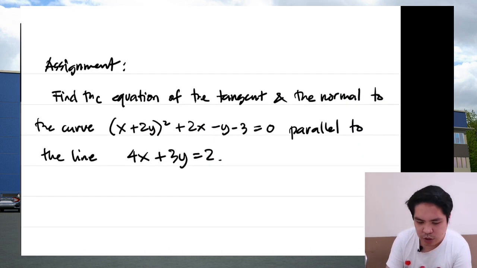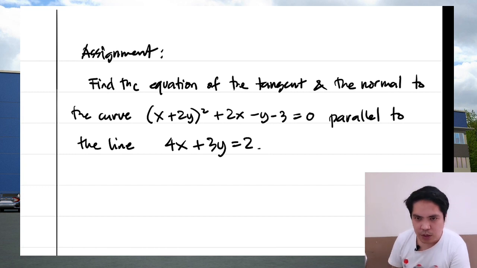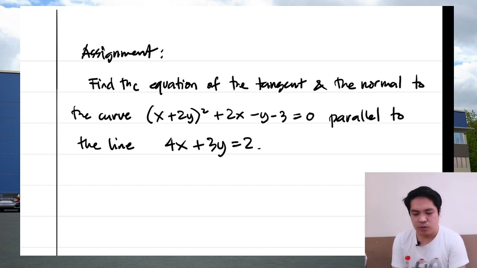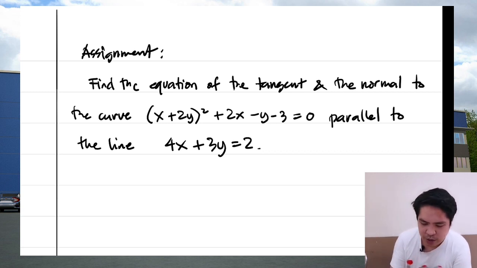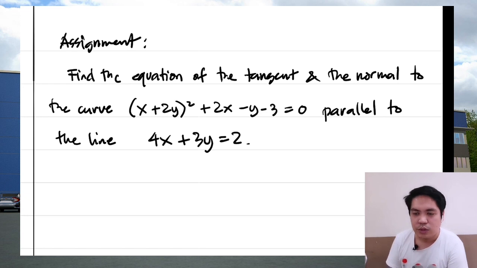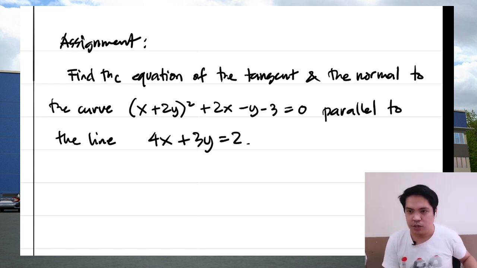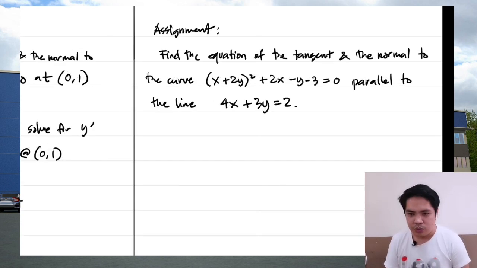Now for your assignment, you solve this problem. Find the equation of the tangent and the normal to the curve x plus 2y squared plus 2x minus y minus 3 equal to 0 parallel to the line 4x plus 3y equals 2, and send me your answers through personal message so that I will know if you already watched this video. So see you in the next video.